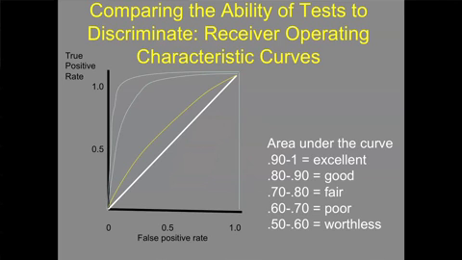These curves were originally used to test the abilities of radar operators during the war. They were asked to determine whether a spot on a screen was an enemy aircraft or not. And in order to test them and to analyze that data, they used ROC curves. That's why it's so called.